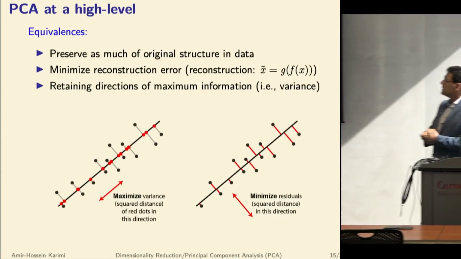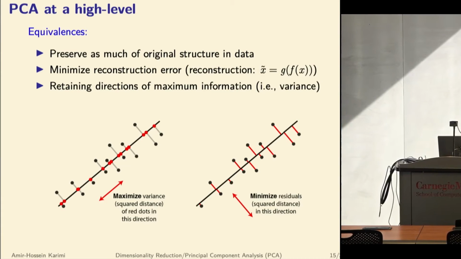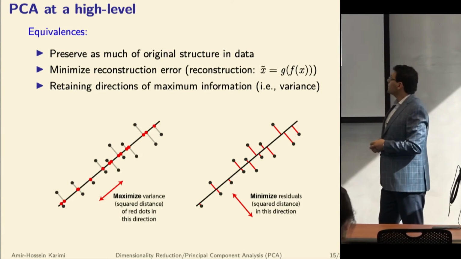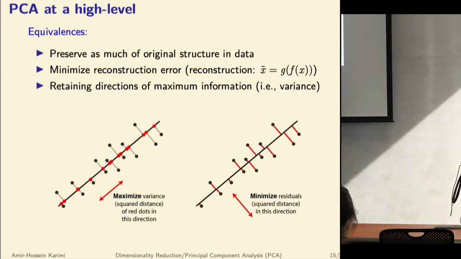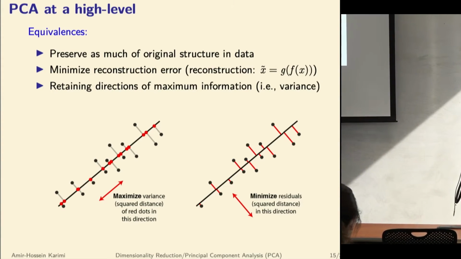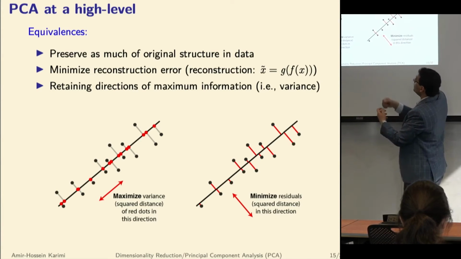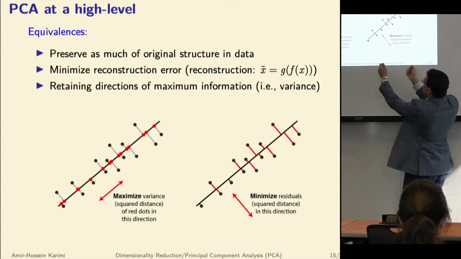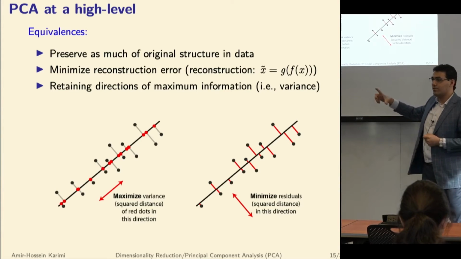There are some equivalencies just to give some intuition here. When we say we want to preserve as much of the structure in the original data set, what this corresponds to is retaining directions of maximum variation. So we want to find the projection that retains most of the variation in the data, which curiously corresponds to reducing the residual error that exists between the embedding and the original data set.